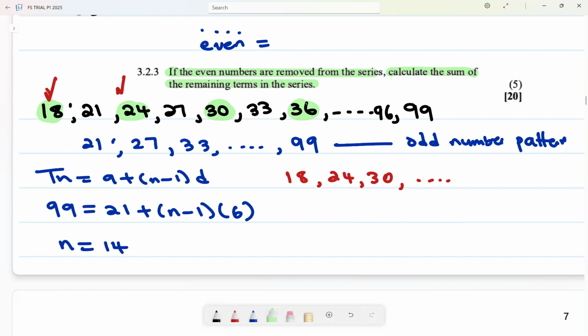And 96 is also even, so it's going to be the last term for the even ones. And then we can find the sum of those that are even. We need to find the Tn for them again, and the number of terms. So we're going to say Tn is equal to 96. Let me use this one. 96 is equal to a, which is 18, plus n minus 1, the difference, 18 to 24 to 30, is 6. And then you find n to be equal to something like 14 also.